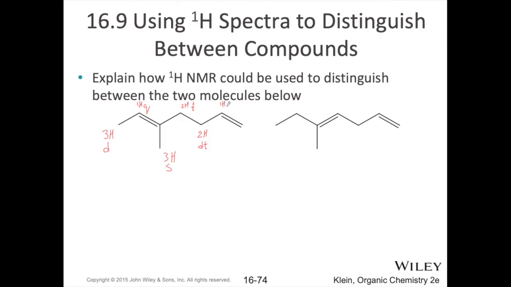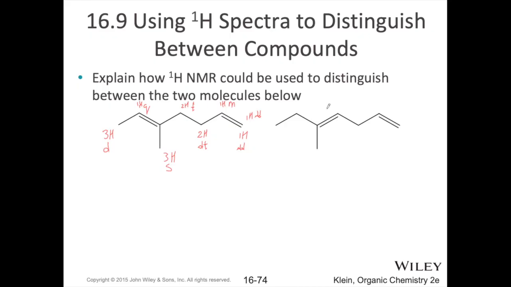It could be a doublet of triplets or some combination thereof. So I'm just going to call it a multiplet here because it's going to have some complex splitting pattern. And then of course we're going to have two different hydrogens here. They're in different environments. So these are both going to be split into doublets of doublets by this hydrogen here and by each other. So we have one hydrogen here that's going to be a doublet of doublets, and one hydrogen here that's going to be a doublet of doublets as well.